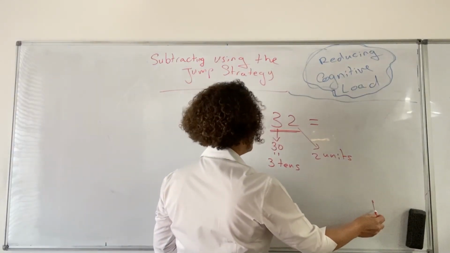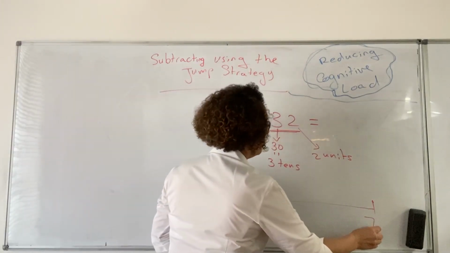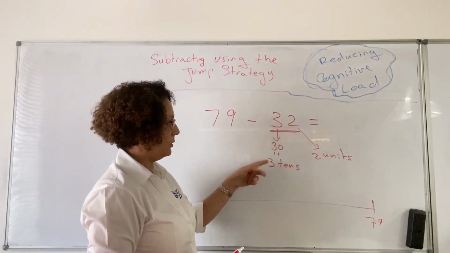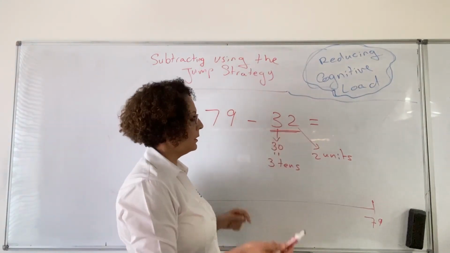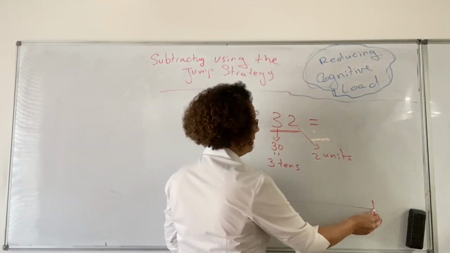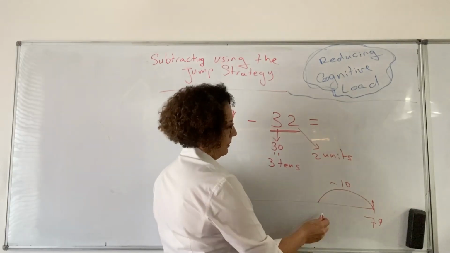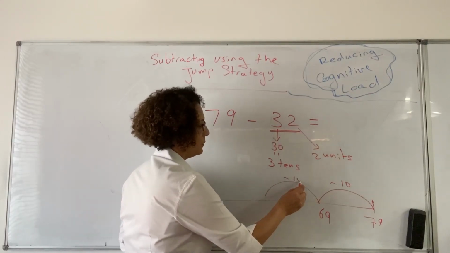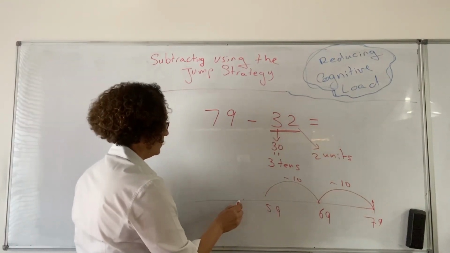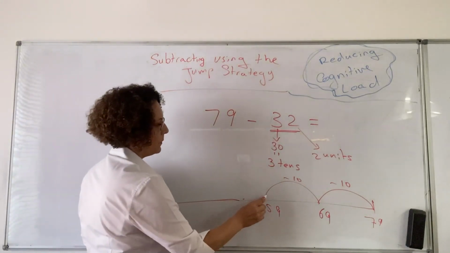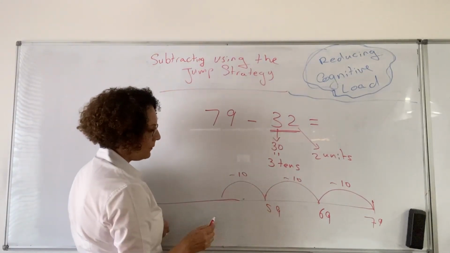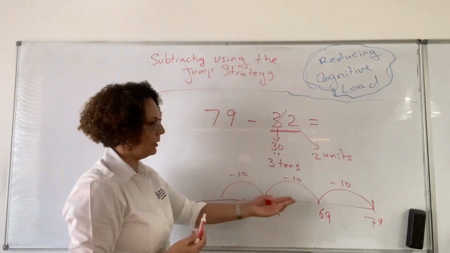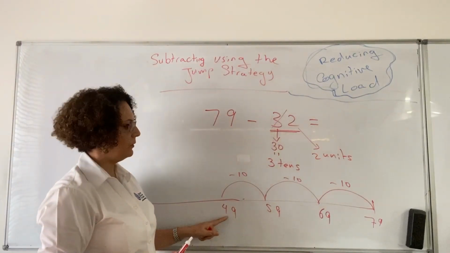So let's start from 79, and we're going to go backwards. 32 is made of 3 tens and 2 units. So 3 tens, let's go 10 by 10. Take away 10, that takes us to 69. Take away another 10, that takes us to 59. Make my number line longer. And another 10 will take us to 49. So we've done the 30, we took away 3 tens. Now we are at 49.